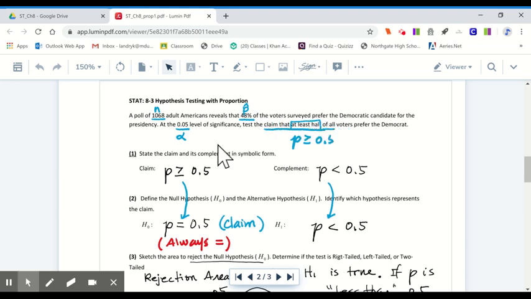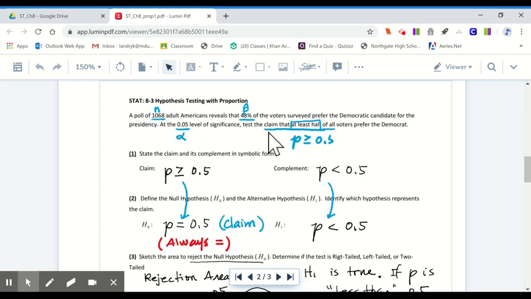Okay, so let's go ahead and identify some of the numbers here. A poll of 1,068 adult Americans, so that is my sample size n, reveals that 48% of the voters surveyed, that means that is a p-hat, the sample proportion. Out of 1,068, 48% of them said they would vote for a Democrat. At the 0.05 significance level, that's your alpha.